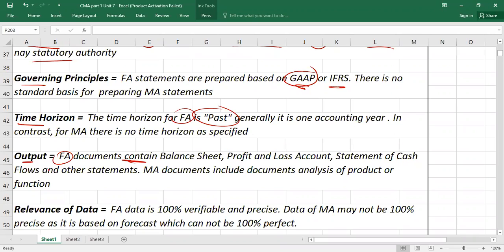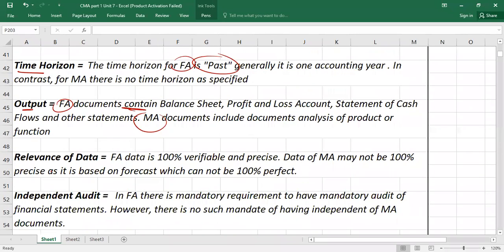Then guys, here on the other hand, in management accounting, which kind of reports do we prepare? Mostly we prepare, for example, budgets, variances, costing, NPV, these kind of things. This is what is called the output under management accounting. Then we have relevance of data. Relevance of data means what?